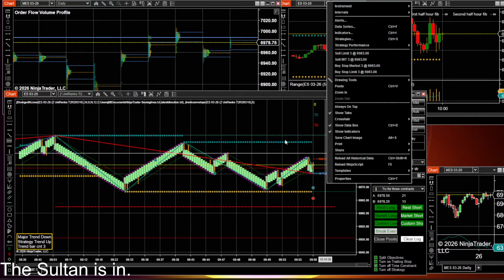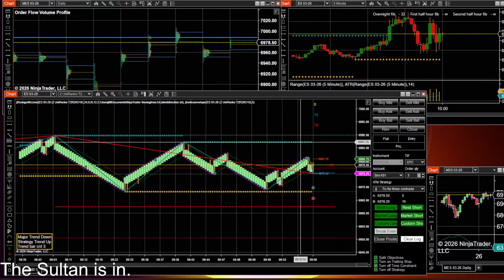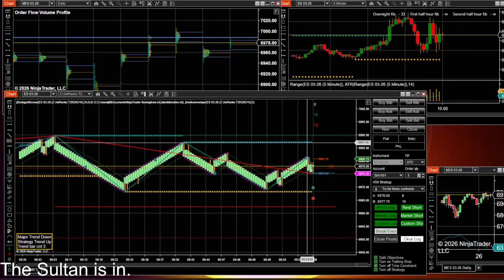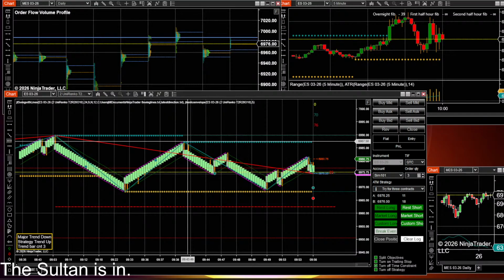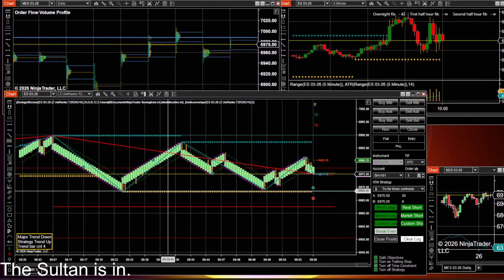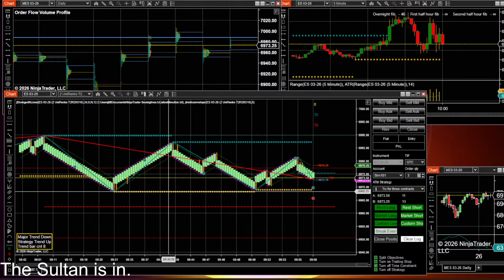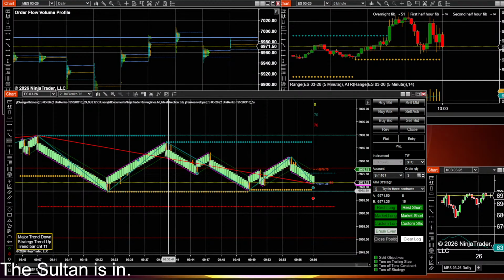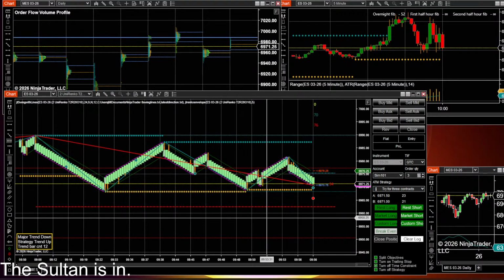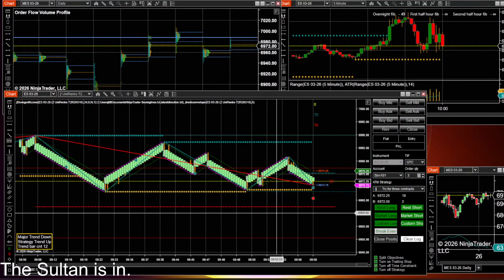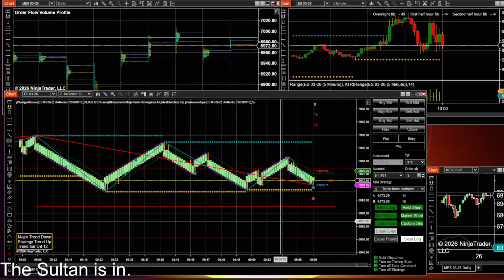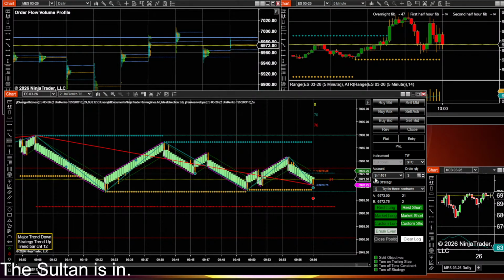So you can see here that we're just kicking around between this strat high and this one here, the low of 68, and it looks like we are experiencing some difficulty going up.